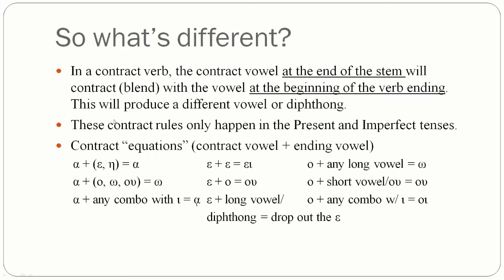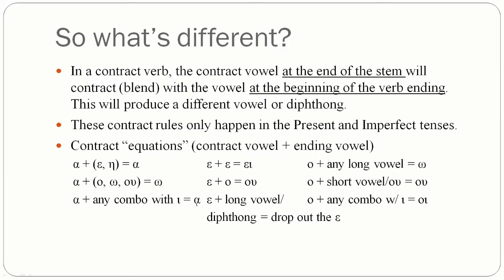Okay, but you will need those endings to do these contract verbs, because the contract verbs will take those same endings. So what's different about these contract verbs? I just said that they take the same endings, but what's different about them? Okay, contract verbs, they have that vowel at the end of the stem. And that vowel will contract or blend with the vowel at the beginning of the verb ending. Okay, I went over this before, but I'll say it again. This produces a new vowel or diphthong.